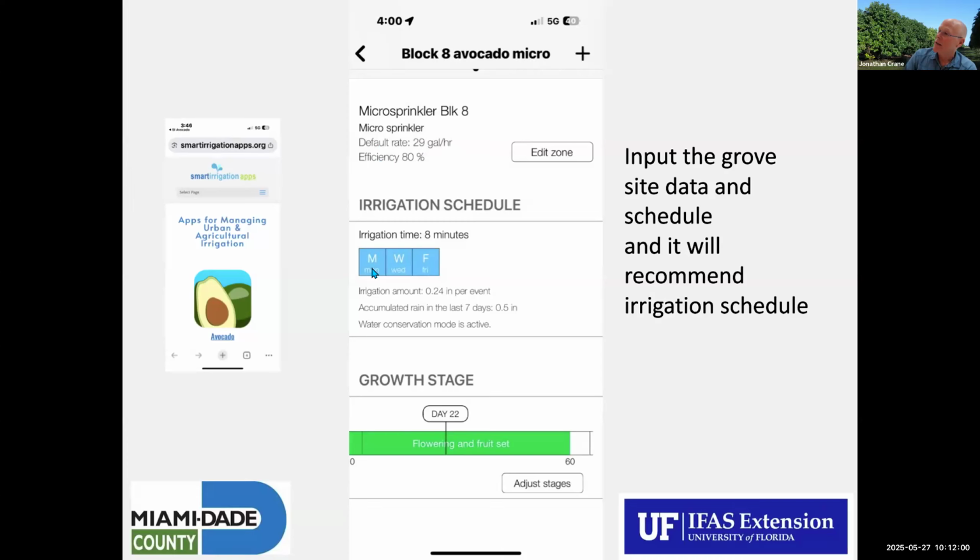This was the way it was scheduled to irrigate on Monday, Wednesday, Friday, and how much per event. And then this tells you the accumulated rain in the past 7 days. So this will influence whether you want to change this. And you can actually map this out on the app. This is during the flowering and fruit set, and we're on day 22 of that. So you input the Grove site data and schedule, and it will recommend an irrigation schedule to you.